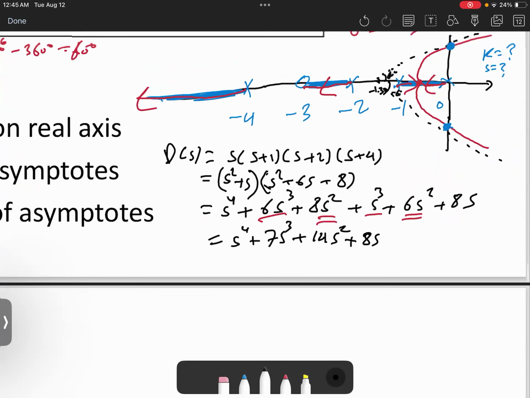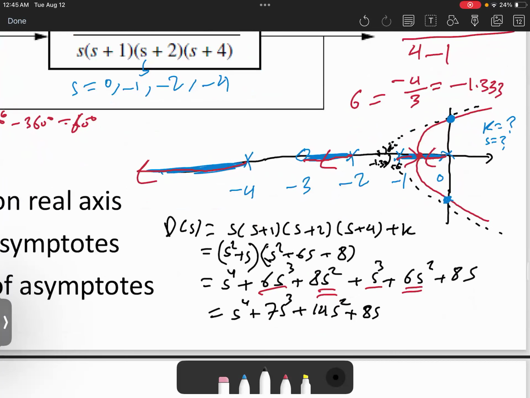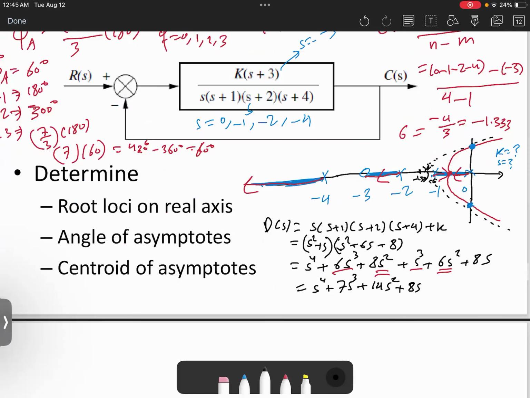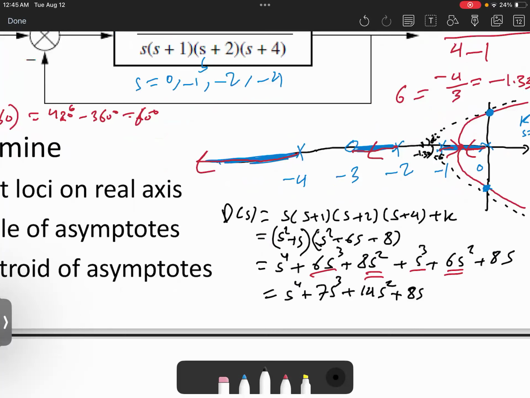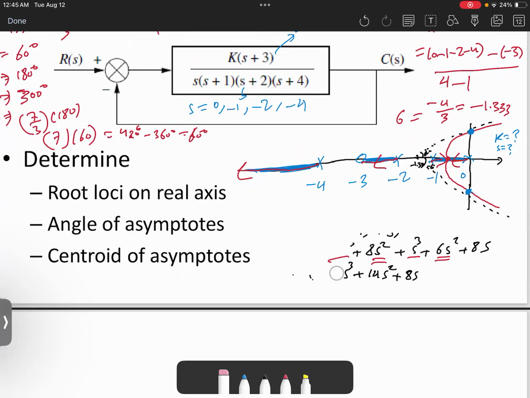Oh, there is k. I need to do this correction. I apologize. Before doing this, we need to find the characteristic equation for the closed loop. So let me do it again. Sorry for the inconvenience.